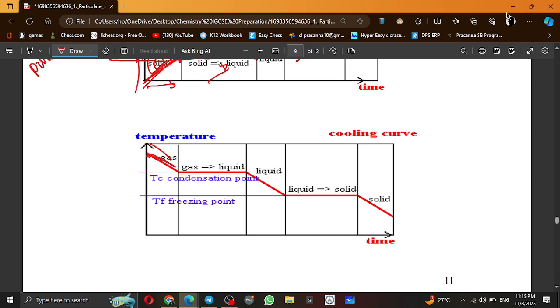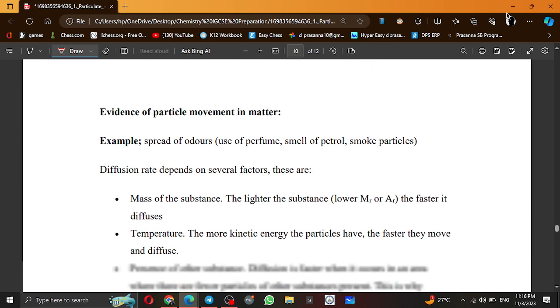We have our gas here, then as temperature decreases, the particles come together and lose energy so that they are no longer able to move apart. The gas changes to a liquid, the liquid changes to a solid, and the solid is there.